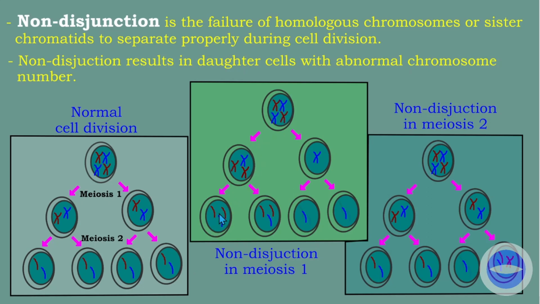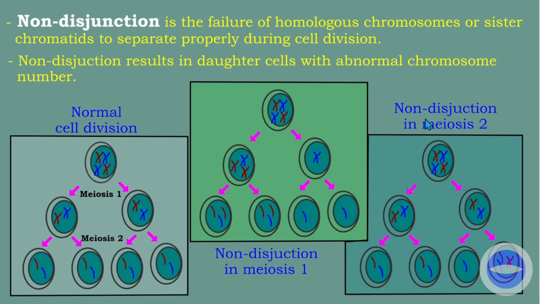We end up with cells with more chromosomes and some with fewer chromosomes. This process is the one that we call non-disjunction. We will end up with cells with a lower number of chromosomes. Here the non-disjunction takes place during meiosis 1, and then here we have 3 chromosomes, while here we have 1.